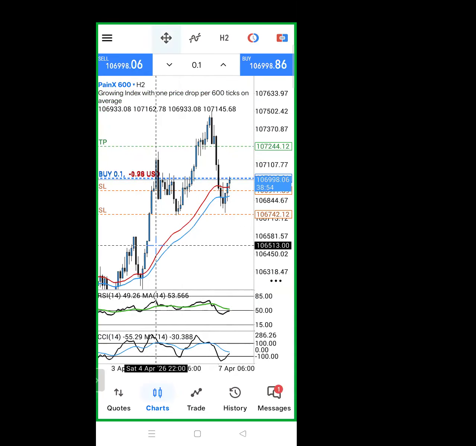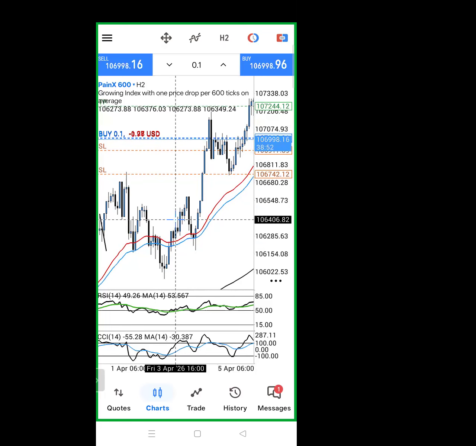Now let me show you another thing. There was a pullback here. The market pulled back to this level, even all of this one that pulled back.